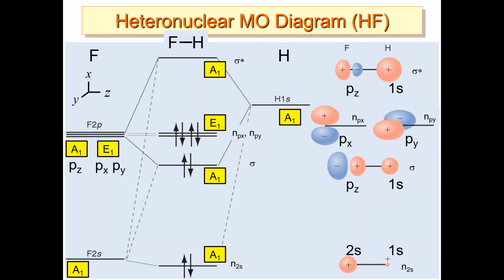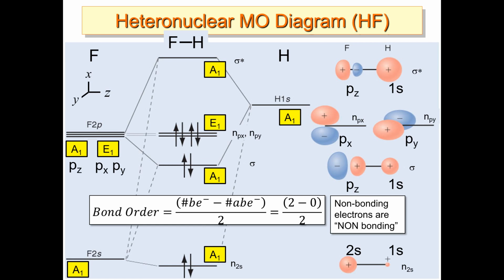So let's look at this. There's the bond order calculation. And the non-bonding electrons don't figure into this calculation because they don't impact the bonding.